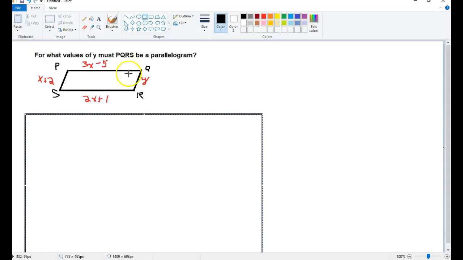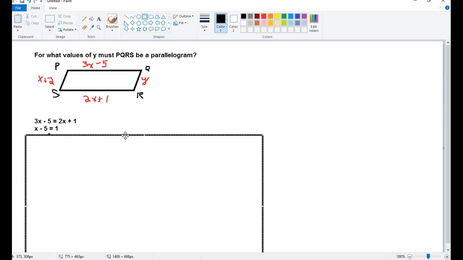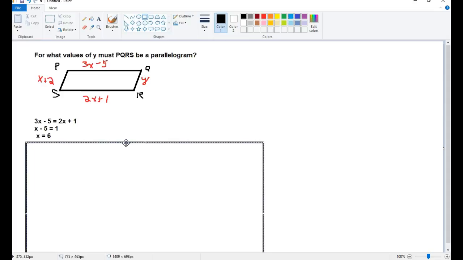Okay, so this question is asking us, for what value of y must PQRS be a parallelogram? Now, for it to be a parallelogram, we need to have the opposite sides being congruent. So we're going to need to first solve for x in this equation, and then from x we can get to y. So we could set up 3x minus 5 is equal to 2x plus 1. Then x minus 5 is equal to 1. Then x equals 6.